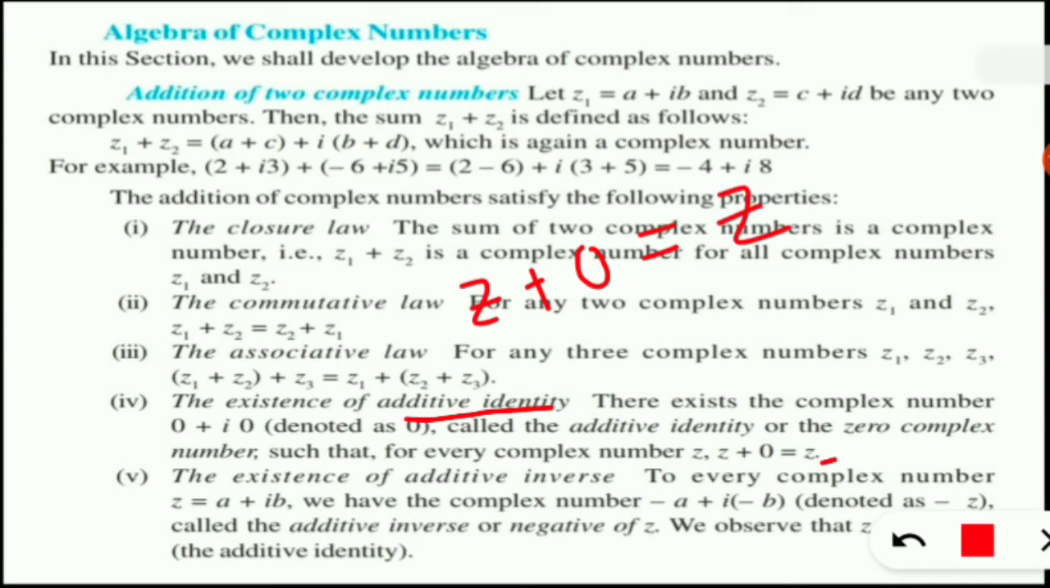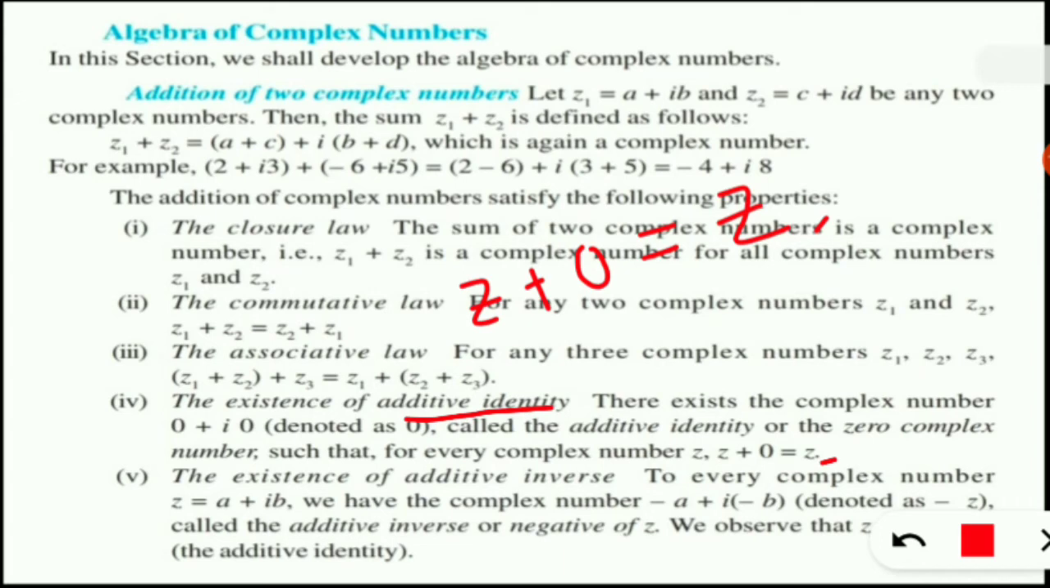So students, remember that for additive identity always the given number comes up. Okay, that means equal to the given complex number. Here for additive identity the given complex number is z, that's why z plus additive identity equal to z, the given complex number. Clear?